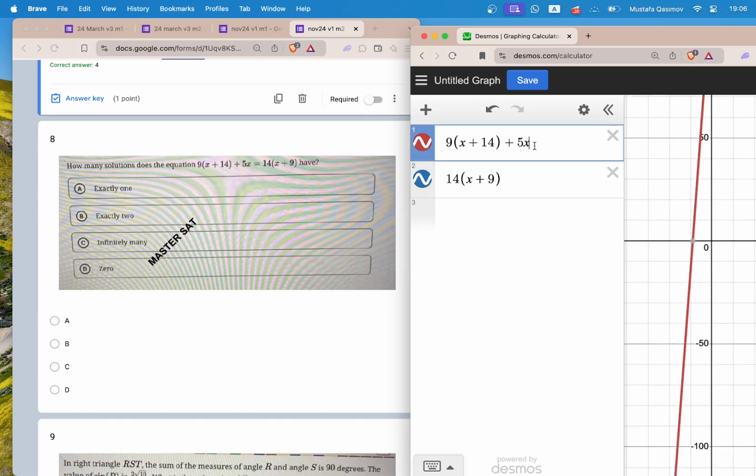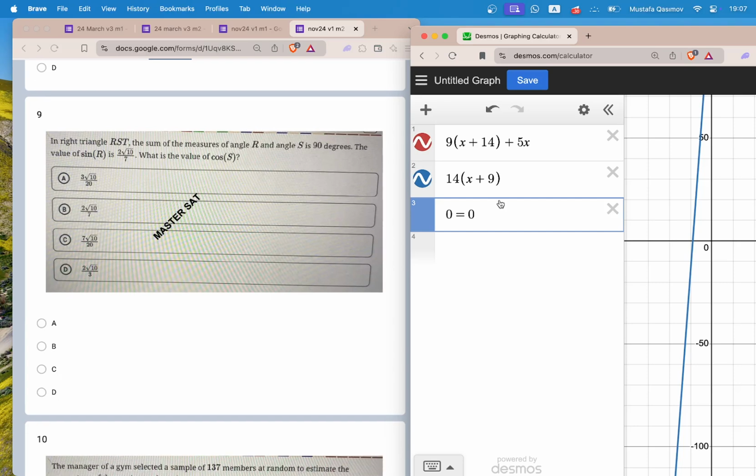So from here we can say that it is totally the same. It means that it is an infinite solution. If you try to solve it, you will get 0 is equal to 0. If we get 0 is equal to 0, it means that it's also an infinite solution.